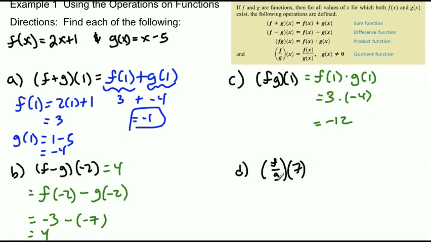And then f over g of 7 means f of 7 all over g of 7. Okay, so if I do f of 7, 7 times 2 is 14, plus 1 is 15. And then g of 7, I plug in 7 right here. 7 minus 5 is 2. And 15 halves should be sufficient.